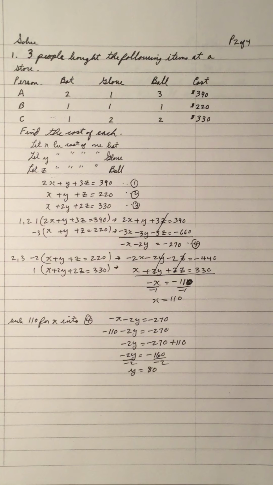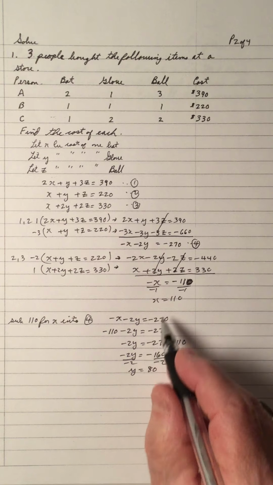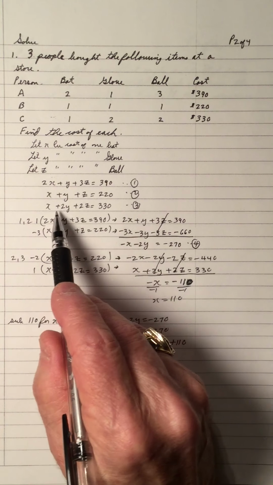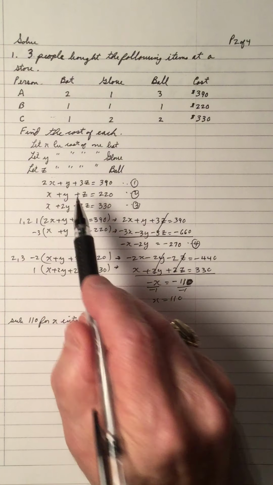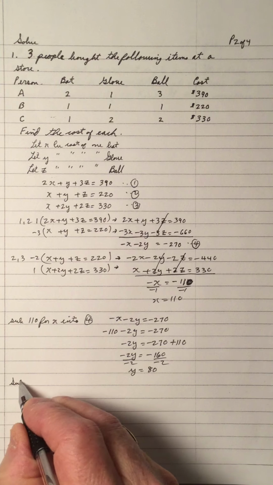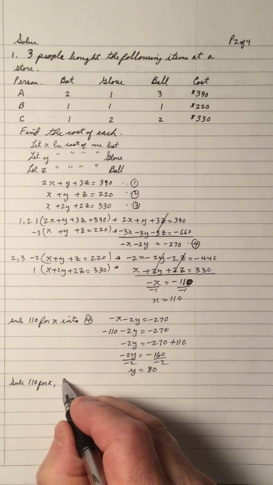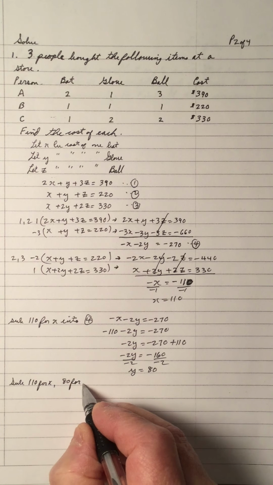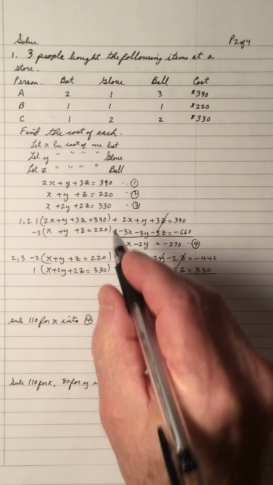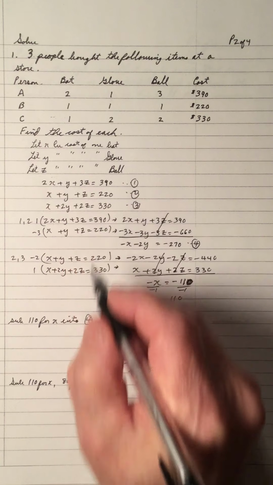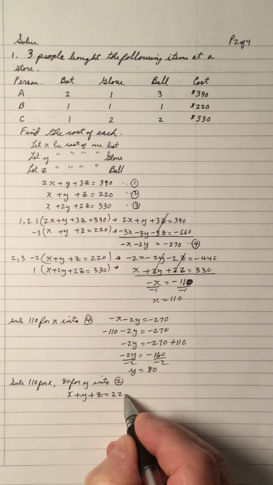Now I have to go and find the cost of a ball. So I can take the 2 of these variables and sub it back into any one of these equations here. But the easiest one is number 2 because I got an x, a y, and a z. So I'm going to sub 110 for x and 80 for y into number 2. And number 2 is x plus y plus z is 220.